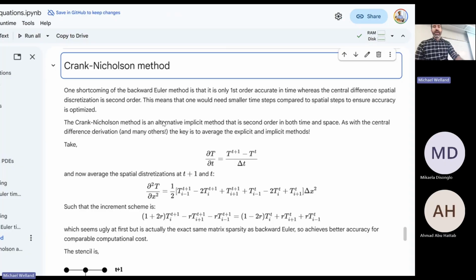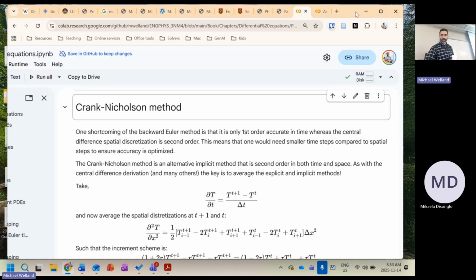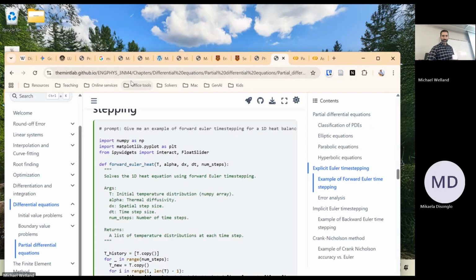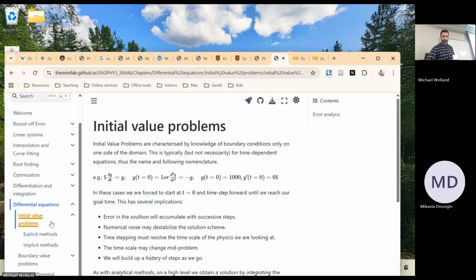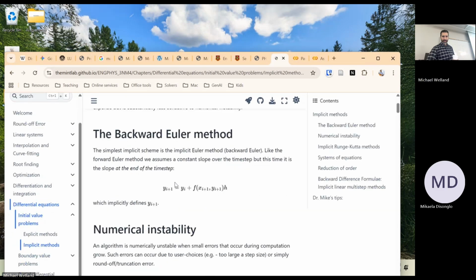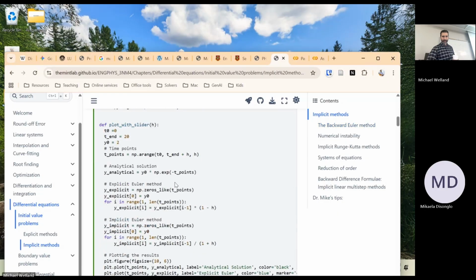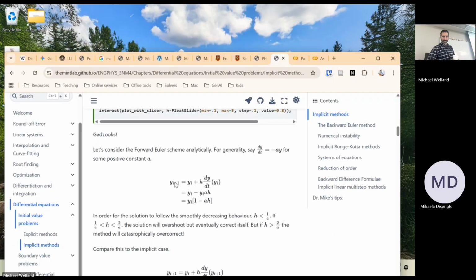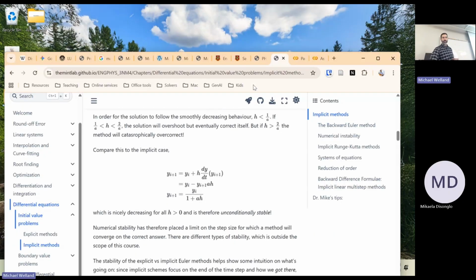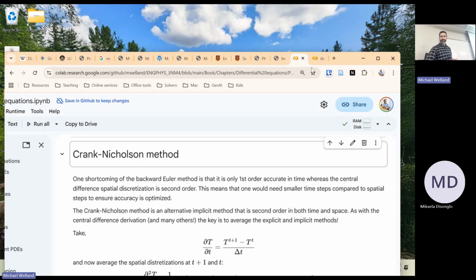Anyway, well, let's find out. Second here. Come on. I can figure out how to get out of full screen mode here. Initial value. Yeah. Okay, so it's order H because it's the first derivative.